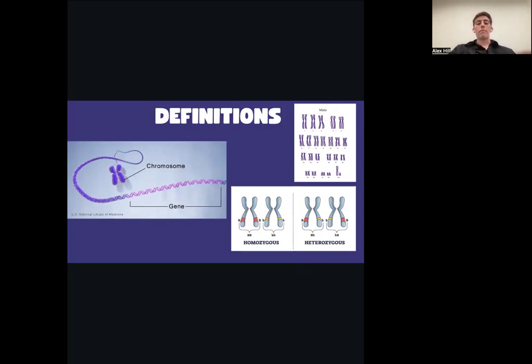So you can be homozygous, which means it's both capital letter or both lowercase letter, or heterozygous, which means it's one and one for a pair of chromosomes like this. And then there's hemizygous, which is there's only one copy of the chromosome. So, for example, males are hemizygous for the X chromosome because they only have one. So it's XY.